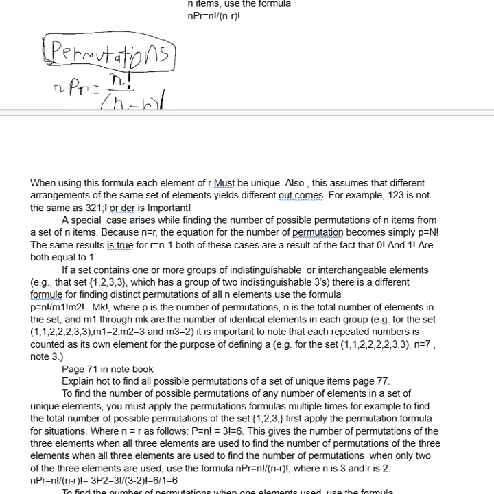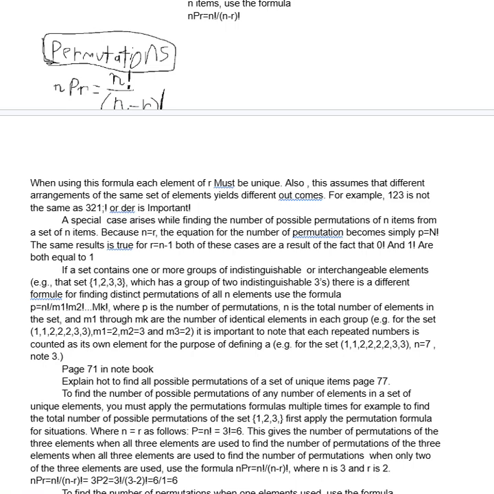A special case arises when finding the number of possible permutations of n items from a set of n items. Because n equals r, the equation for the number of permutations becomes simply P equals n factorial. The same result is true for r equals n minus 1. Both of these cases are a result of the fact that 0 factorial and 1 factorial are both equal to 1.